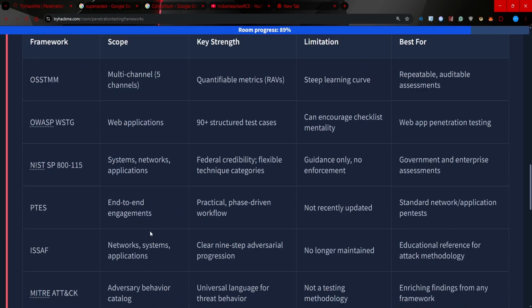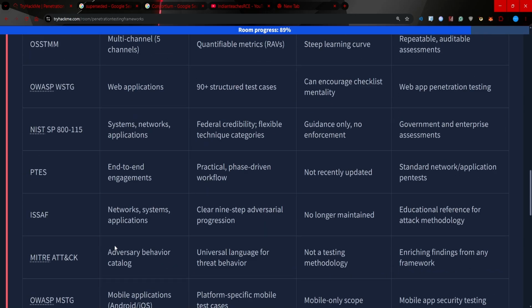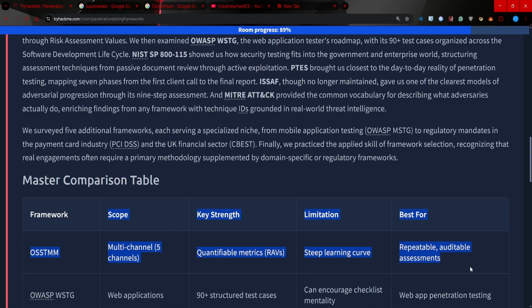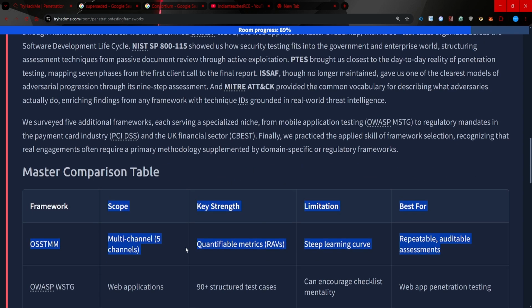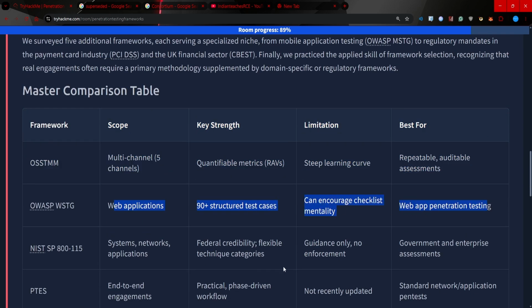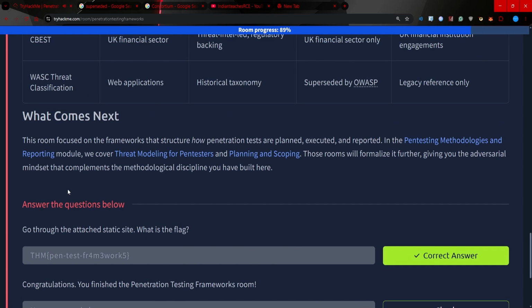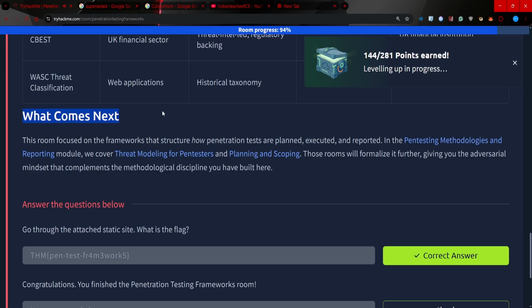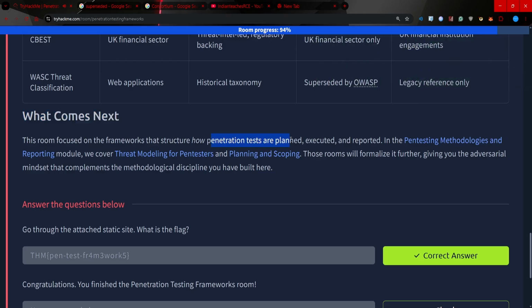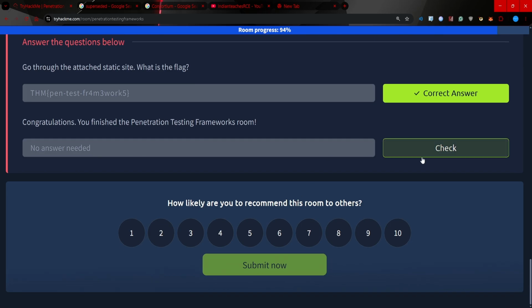Great. So let's go. Should I read this? Wait, this is the same thing we just did, actually. Web application structure. Yeah, we just did this, so we don't need this. But we'll read this. What comes next? The room focused on frameworks that structure how penetration testing is planned, executed, and reported. In the pen test methodologies and reporting module, we'll cover threat modeling for penetration, pen planning, and scope. These rooms will formalize it further, giving you an adversarial mindset and complementing the methodological discipline you have built here. Great.